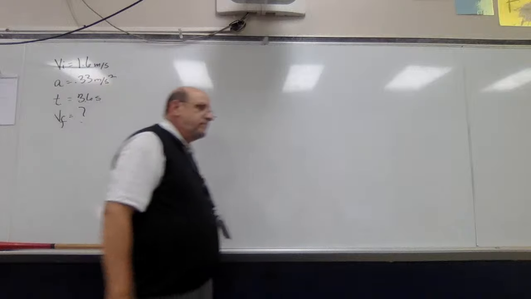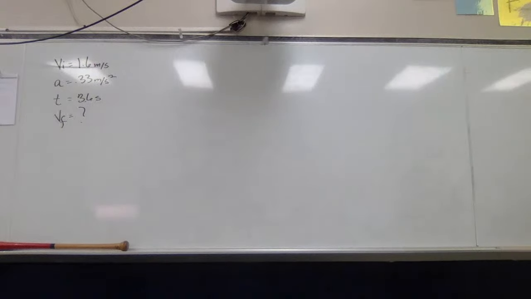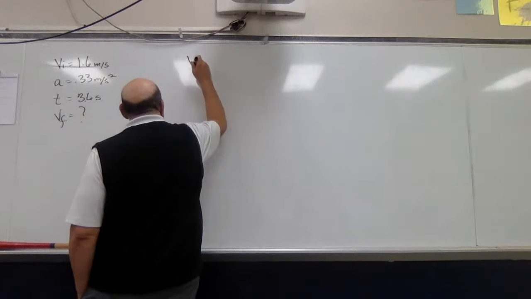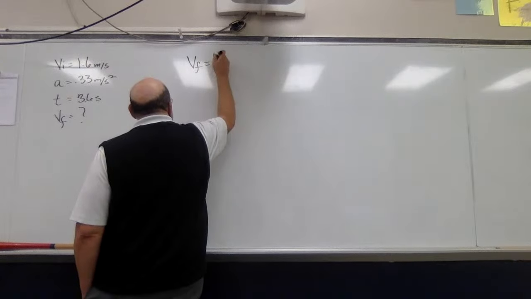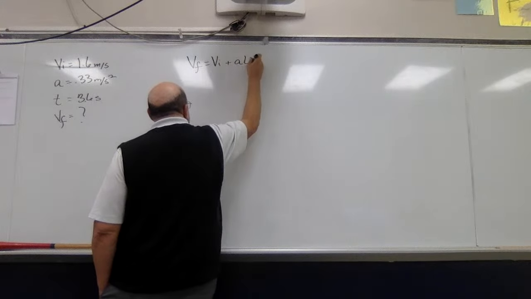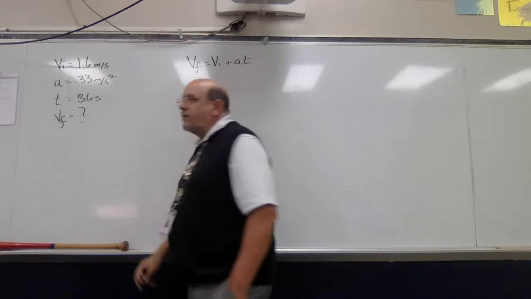So, which formula am I going to use? 1, 2, or 3? Two. v = v-initial + a t. Good job. Okay, there's number 1.